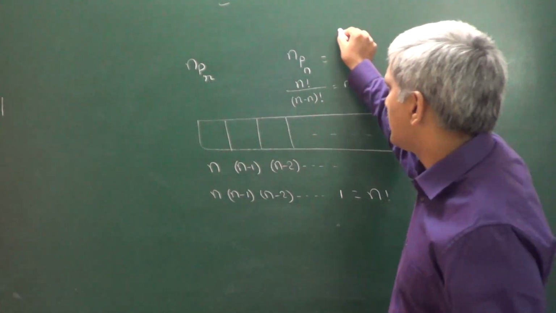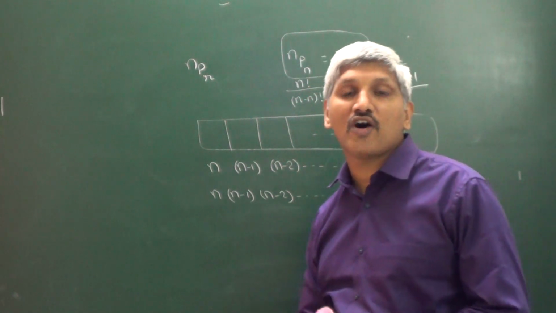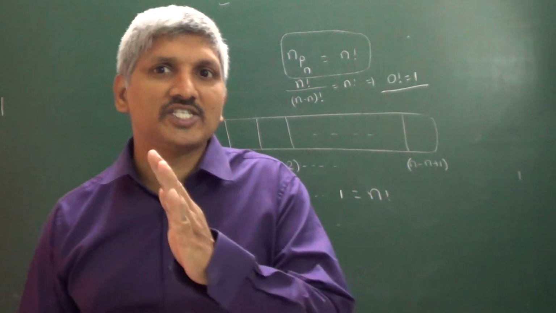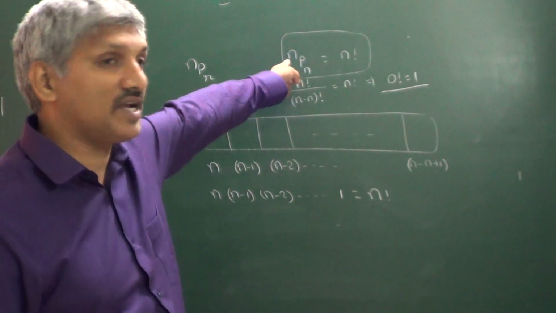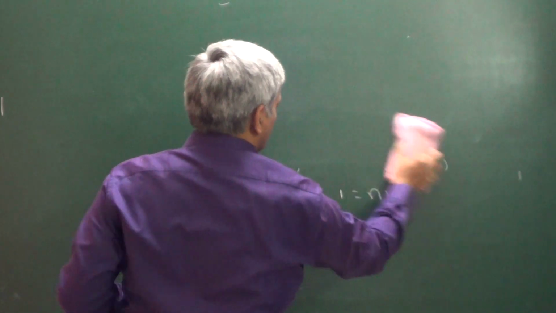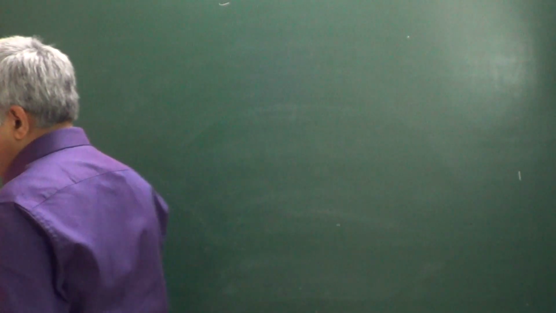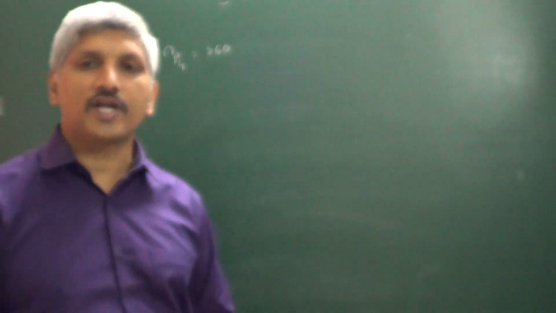So otherwise nPn is equal to n factorial. The number of permutations of n distinct objects taken all at a time is nothing but nPn. So here is another example. The question is given like this: find the value of n under the condition that nP4 is equal to 360.